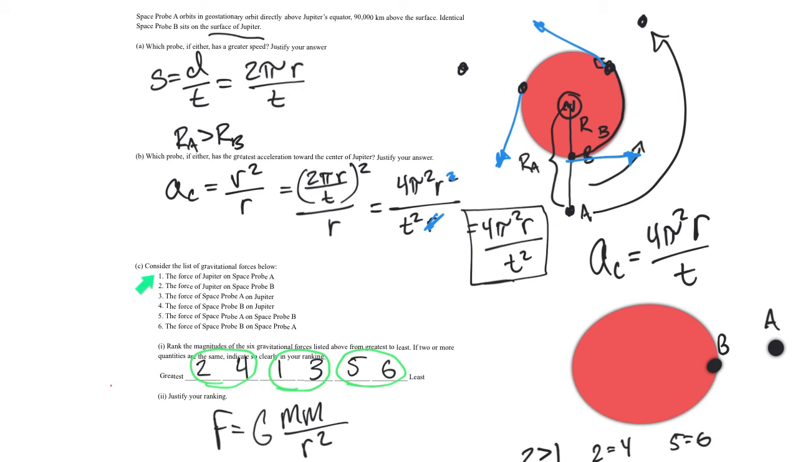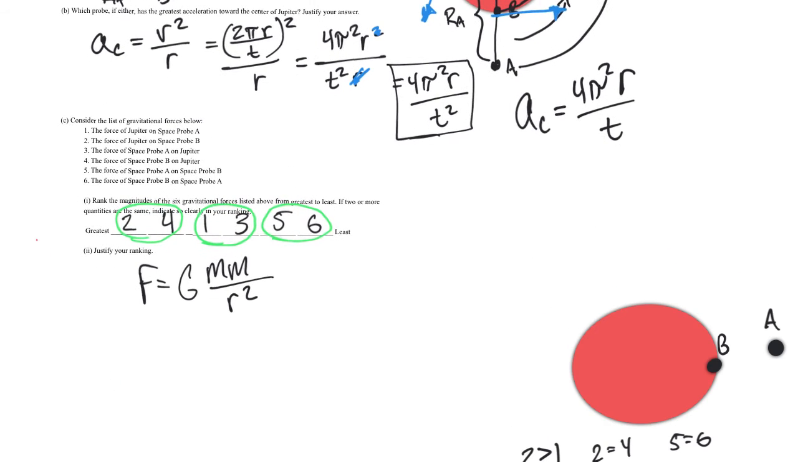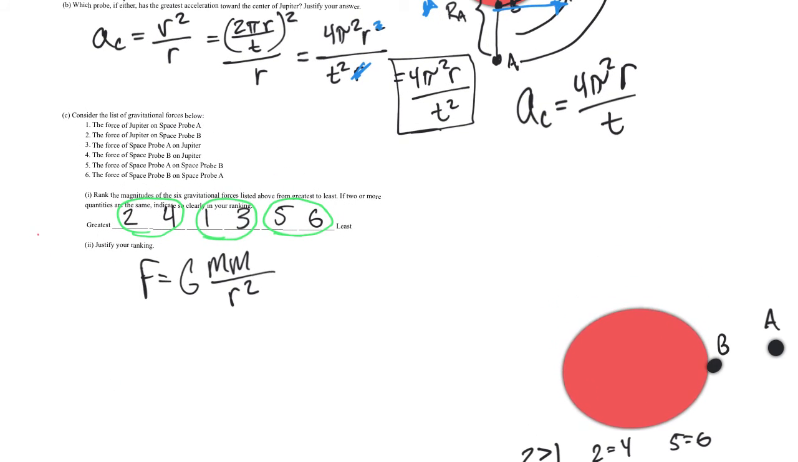The last part then deals with the list of gravitational forces below. It's a combination of all the forces that are acting. You have the force of Jupiter on probe A, Jupiter on B, probe A on Jupiter, probe B on Jupiter, and then the forces of the probes on each other. Here's how we're going to look at that.